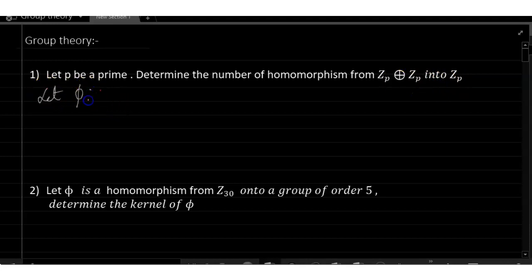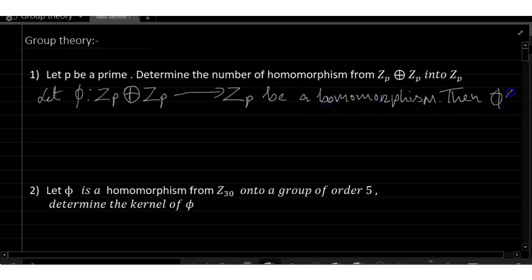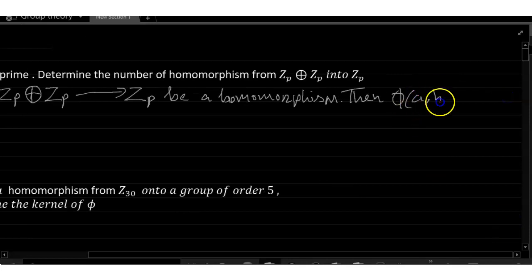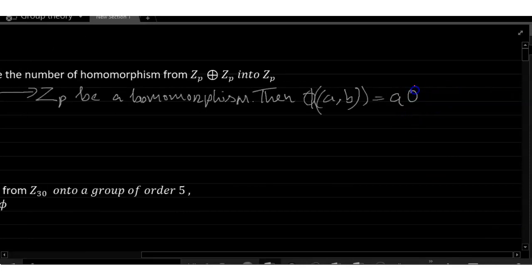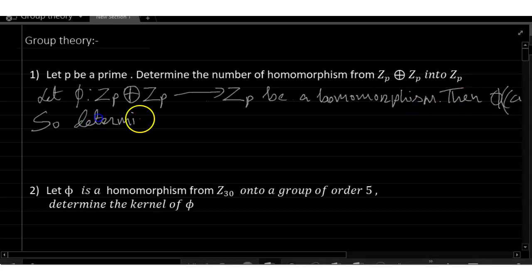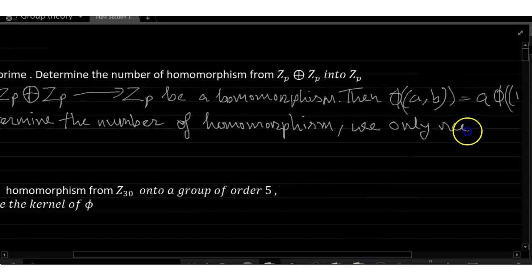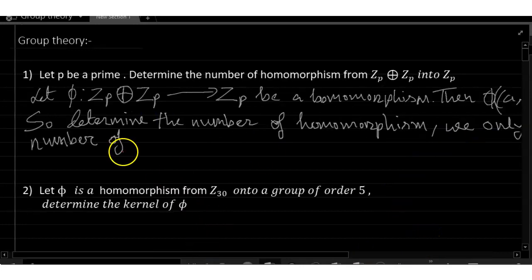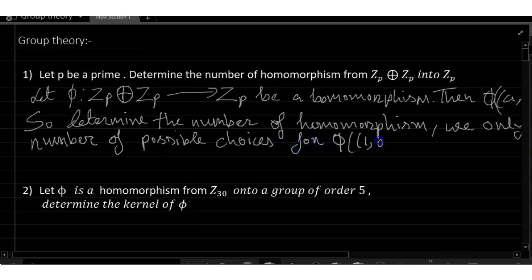Let phi from Zp to Zp be a homomorphism, phi(a, b) equals a times phi(1, 0) plus b times phi(0, 1). To determine the number of homomorphisms, we only need to count the choices for phi(1, 0) and phi(0, 1).